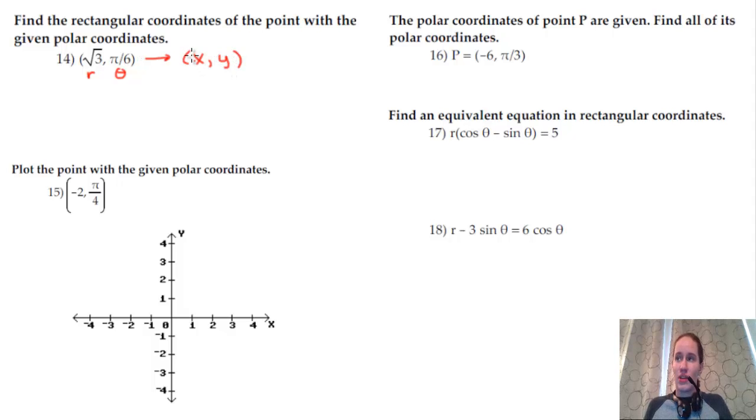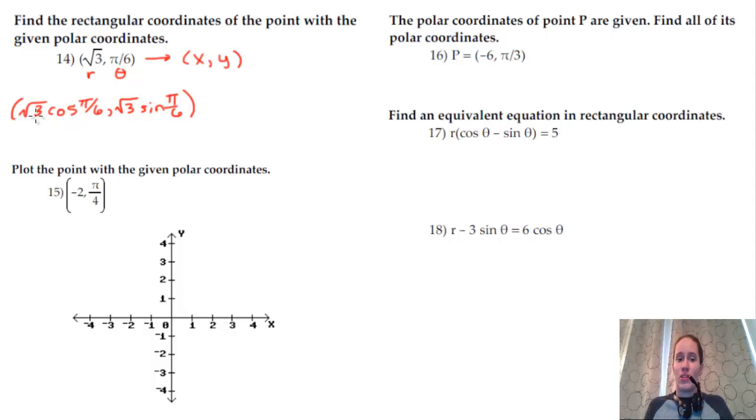And so you should have on your unit circle card something that relates r and theta and x and y, because we know that x equals r cosine theta, and we know that y equals r sine theta. It has to do with the fact that we could set up a triangle for this. So we want to do square root of 3 cosine pi over 6 for the x value, and square root of 3 sine pi over 6.